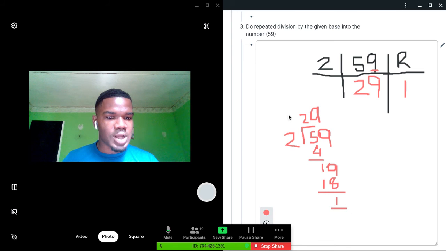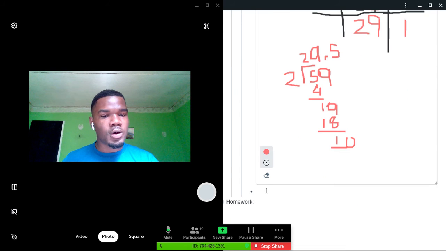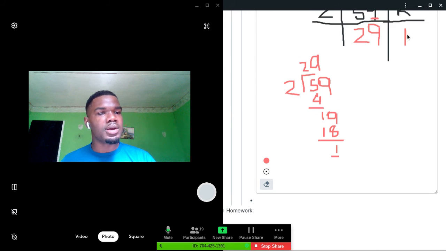Alright? Because now if I wanted to check if this is true, I could have gone further and made it a decimal by putting an imaginary 0 right here and placing a decimal point, and then I say 2 into 10. How many times does 2 go into 10, guys? 5. So that's how we get the 29.5. But we don't want to go that far. We just want to know whether or not it would have a remainder, and then put the remainder under the remainder column.